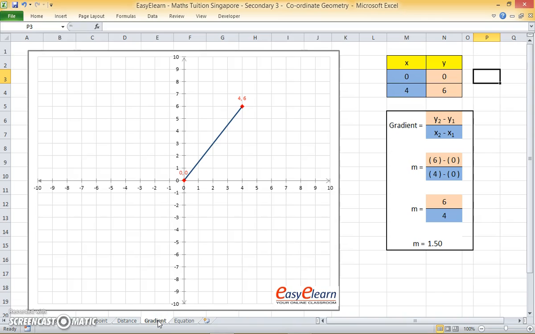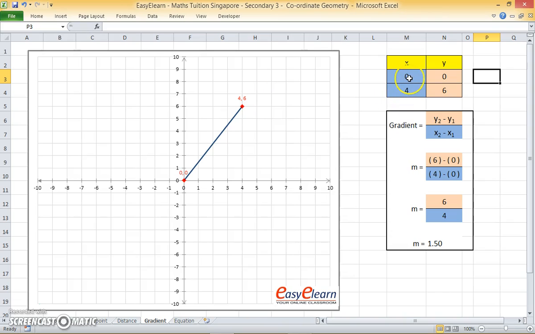Gradient is a measure that shows how steep the line is. We have the points (0, 0) and (4, 6). The gradient formula is always y2 minus y1 divided by x2 minus x1. In this case, y2 is 6, y1 is 0, x2 is 4, x1 is 0. So we know the gradient is 1.5. If the gradient is positive, the line goes up. From left to right, the line rises.